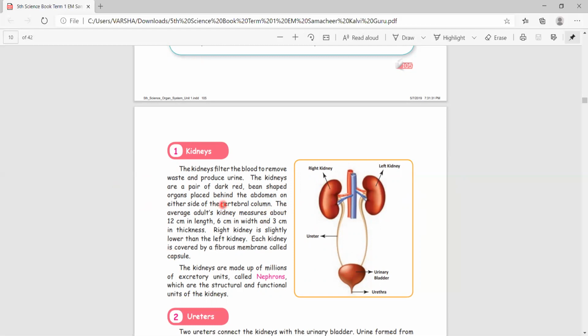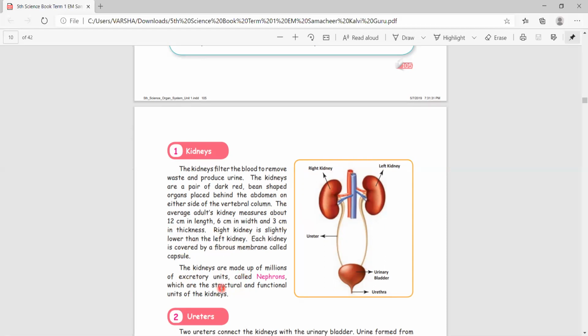The average adult kidney measures about 12 centimeters in length, 6 centimeters in width, and 3 centimeters in thickness. The right kidney is slightly lower than the left kidney. See here, the right kidney is lower and the left kidney is upper. Each kidney is covered by a membrane called the capsule.